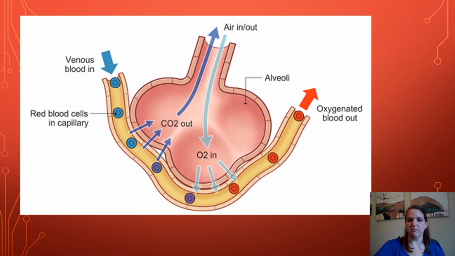That all is explained, but I think it's easier to understand it in picture form. So here again is another diagram showing the alveoli. If we were to take a picture of your lungs and zoom in, you would see that your lungs have these little teeny tiny air sacs. They look like little grapes, right? They're very, very small, but they're little air sacs called alveoli, little tiny grapes.